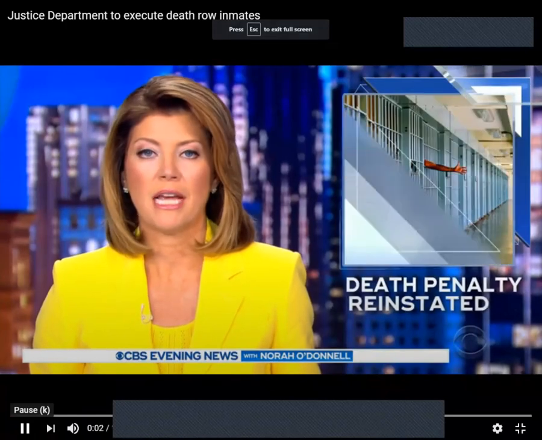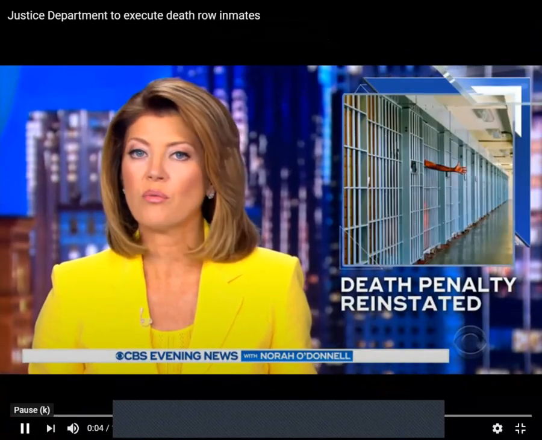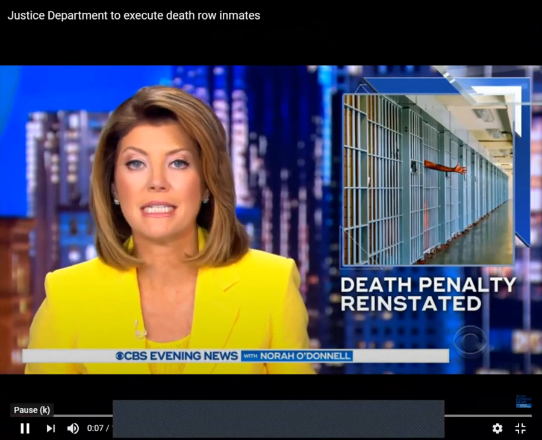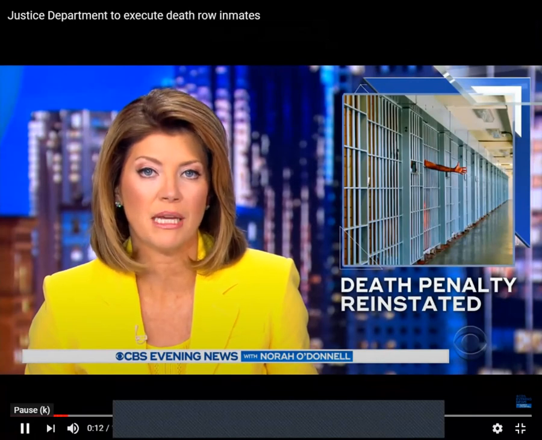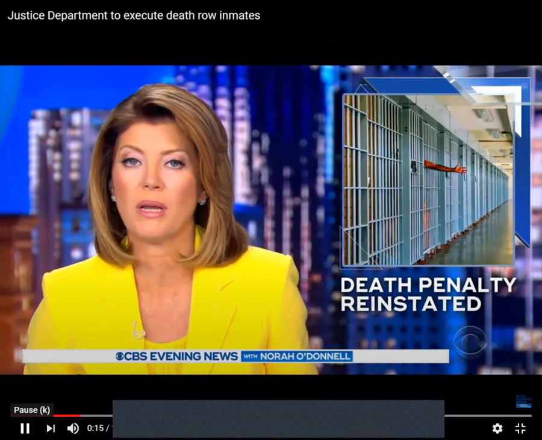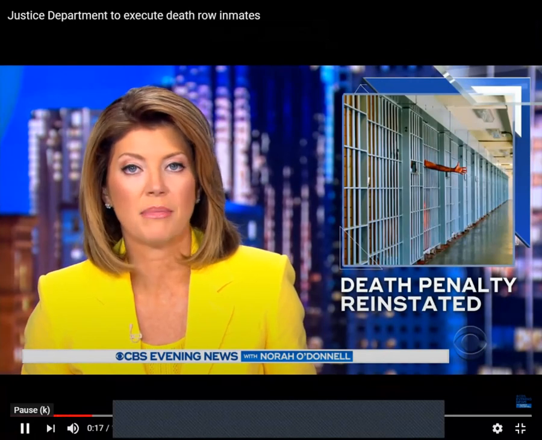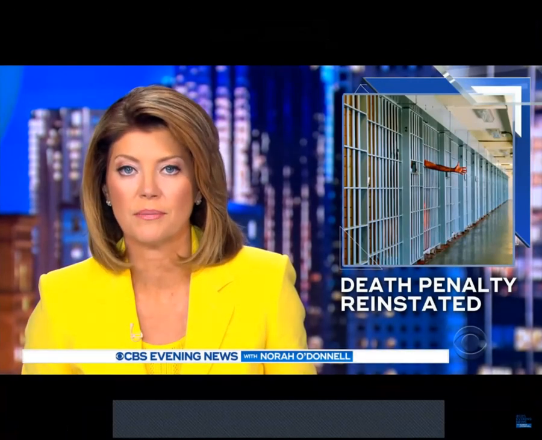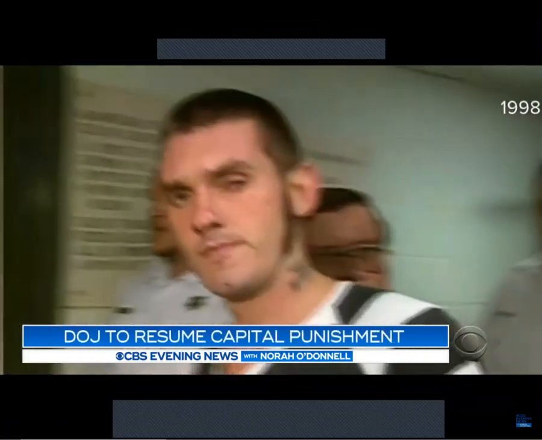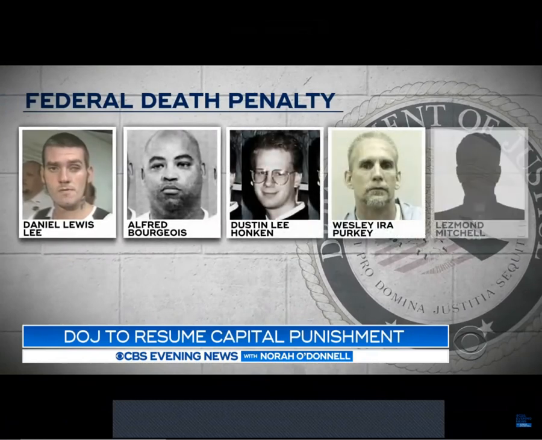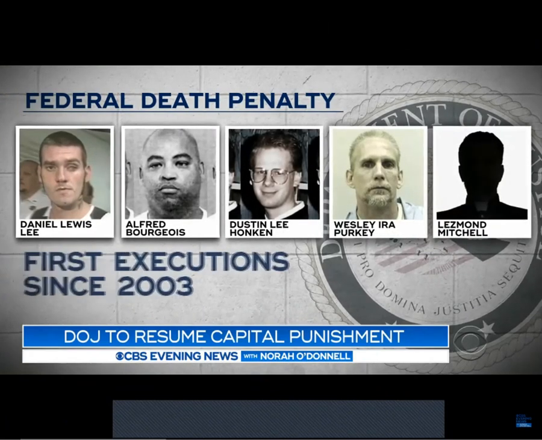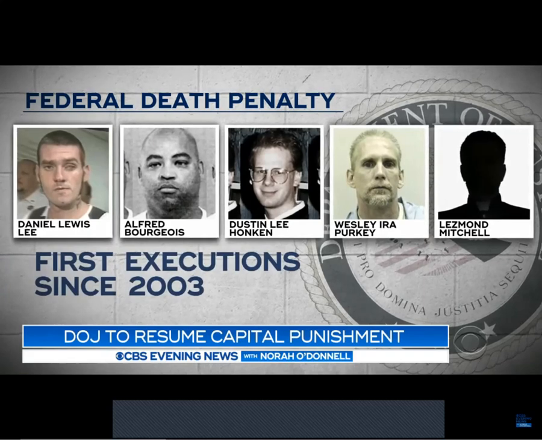Justice Department announced today that the government will start executing death row inmates again for the first time in 16 years. Chief Justice correspondent Jeff Pegues tells us the first to die will be 5 inmates convicted of the murder, torture, and rape of children. It's a selection process some have called evil first. Daniel Lewis Lee, a white supremacist, was convicted in 1999 of murdering a family of 3, including an 8-year-old girl. Today, the Department of Justice said Lee and 4 other men would be put to death in December and January, the first executions under the federal death penalty since 2003.